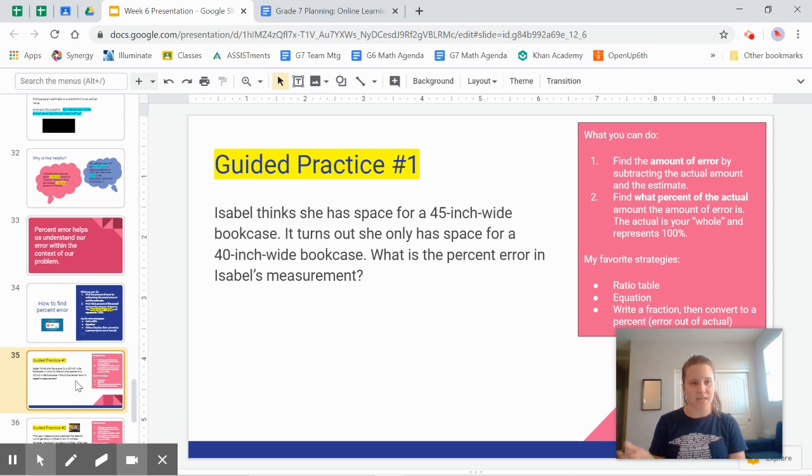Let's do a practice question together. Okay, I put the same notes here, so if you couldn't get everything down before, you can pause the video here and copy down a couple of notes. All right, guided practice number 1. Isabel thinks she has space for a 45-inch wide bookcase. Okay, so thinks, that's her estimate. It turns out she only has space for a 40-inch wide bookcase. What is the percent error in Isabel's measurement?